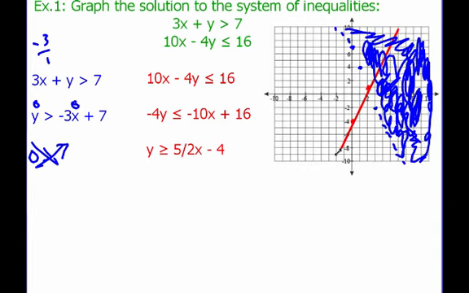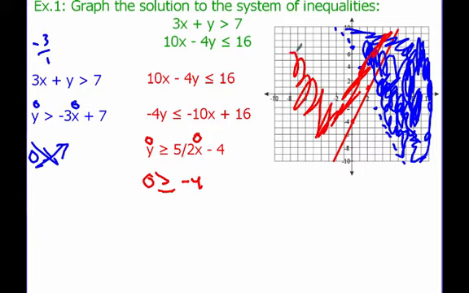Make this line a bit longer, so it stretches across the whole graph. Okay, now I need to figure out which way I'm going to shade. If I plug in 0, 0, I get 0 is greater than or equal to 5 halves times 0, which is 0, minus 4, which is negative 4. That is true, so I want to shade up here. All right, everything up this way gets shaded.